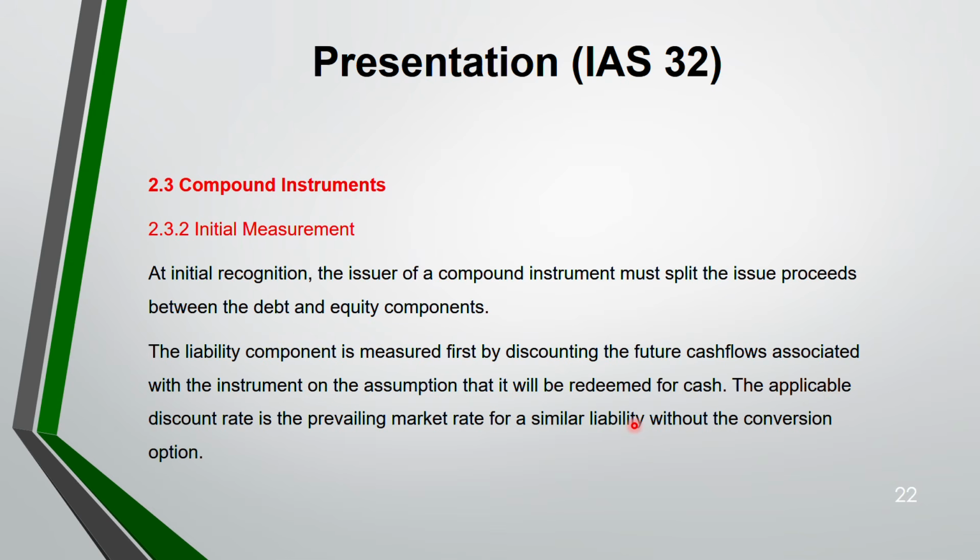You don't have to calculate all the discount rate and all. It will be given to you. Maybe they will give you two rates. You have to know which rate to take. That is the rate without the conversion option.